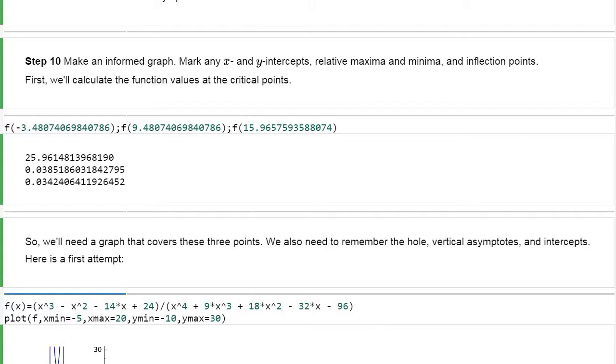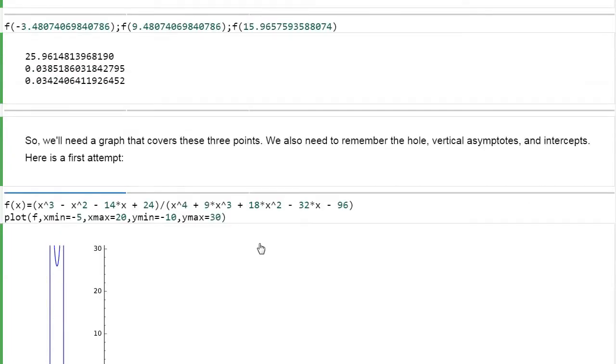So I'm going to take the critical points from up above and plug them into the function. The reason I'm doing this is to see what y values go with them, to give me an idea of what my y min and y max should be. My x min and x max need to make sure they cover all of these points. So here's my first attempt.